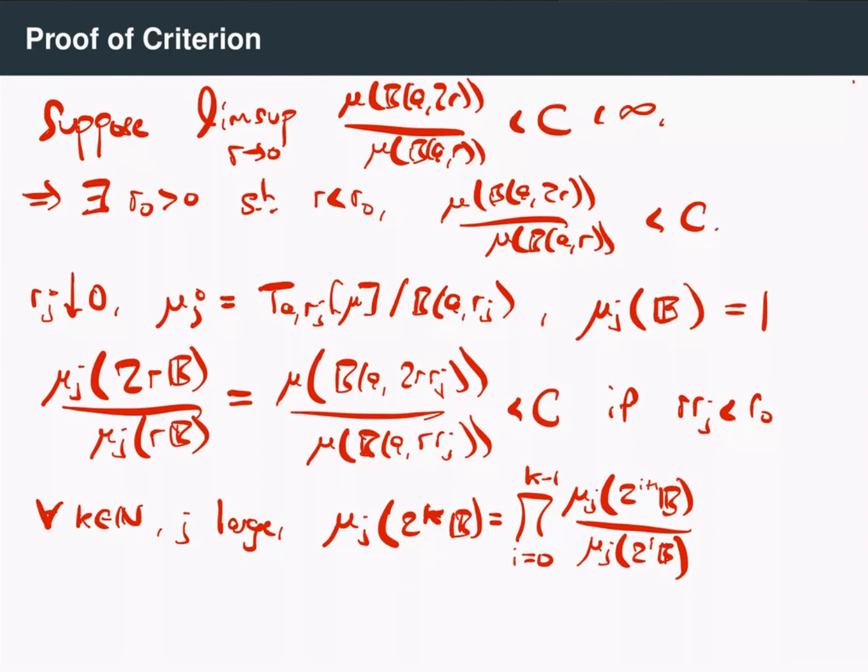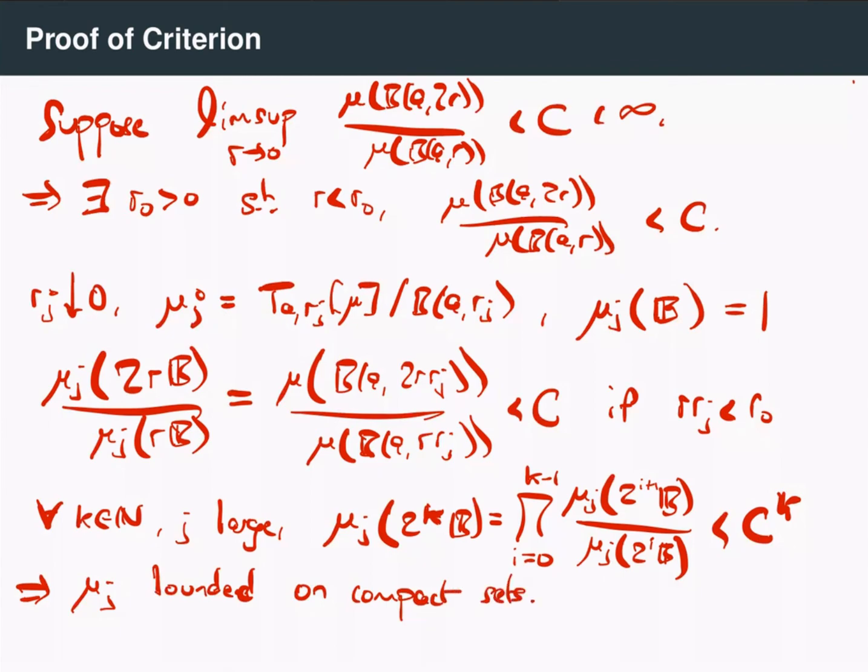Okay, and then by this inequality right here, we know that for j large enough, the ratio of the measures of this ball with the measure of its double is going to be at most c. And since there are k many terms in this product, this is less than c to the k. So now what we've shown is that the measure mu j is uniformly bounded on compact sets. So this implies mu j is bounded on compact sets.